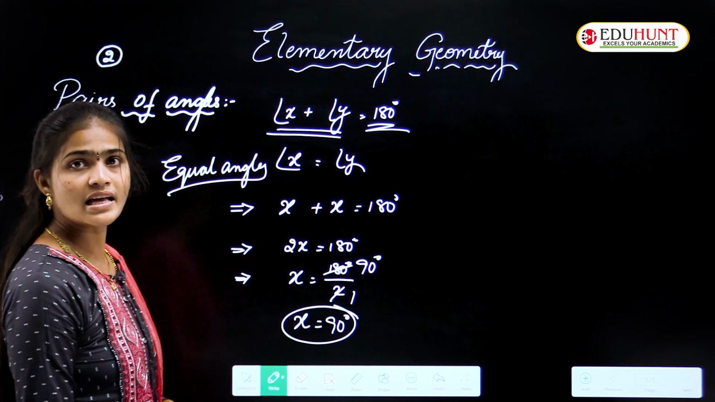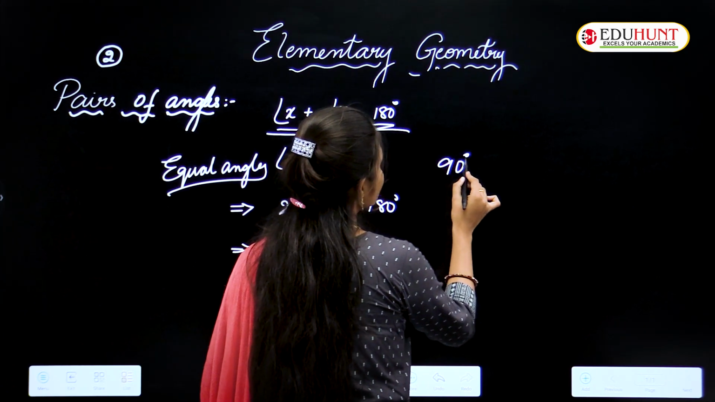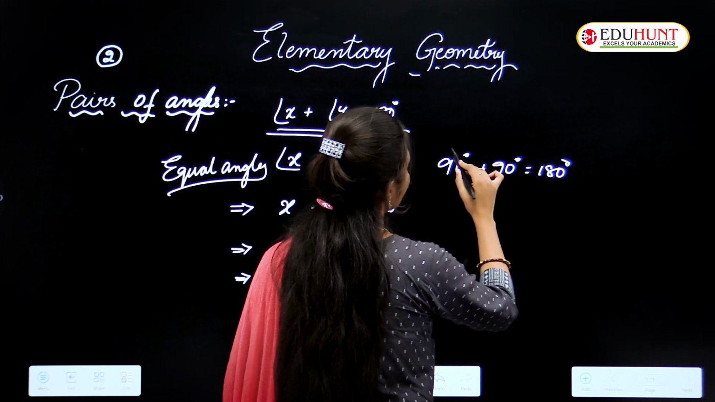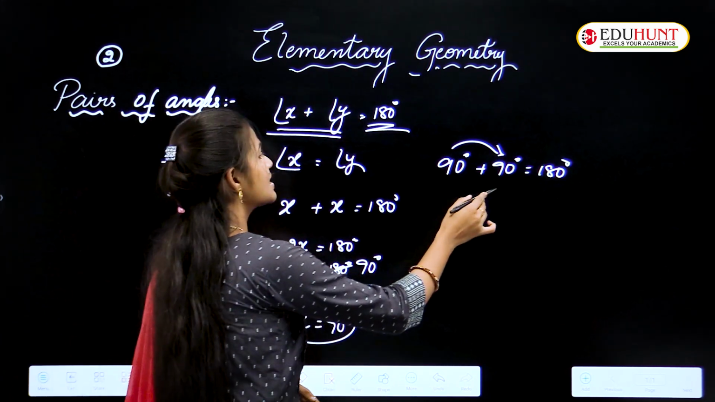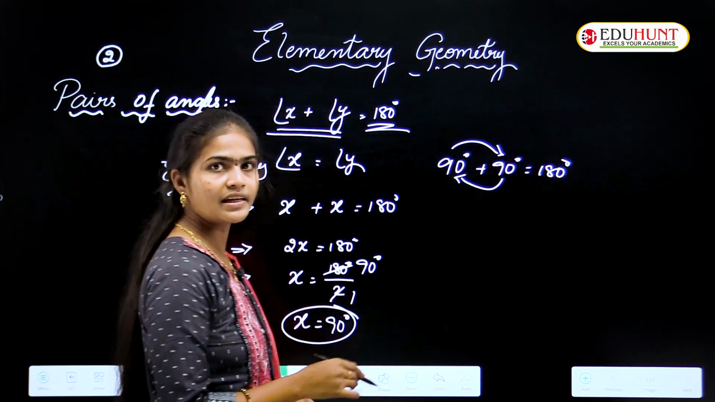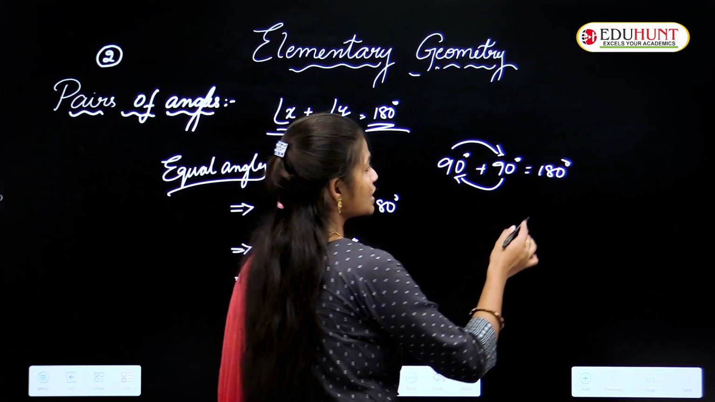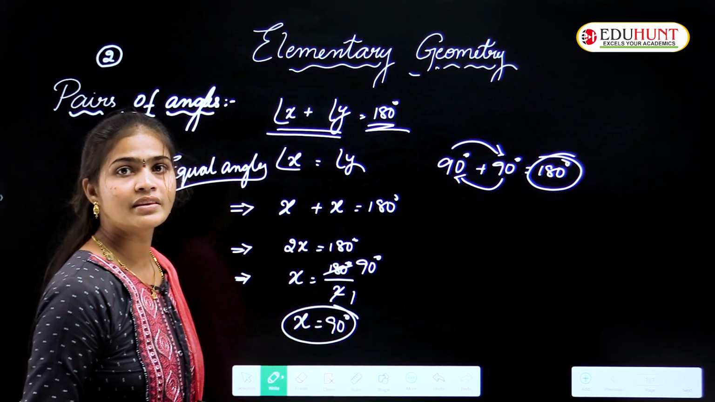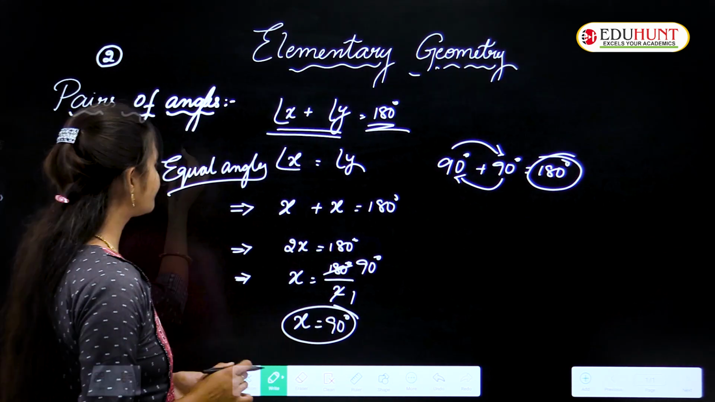So what are those angles here? 90 degrees and 90 degrees, which means 90 plus 90 equals 180 degrees. So 90 degrees is a supplement of 90, and the second angle is a supplement of the first angle. Those two angles are equal and the sum is 180 degrees. So the equal angles are 90 degrees and 90 degrees.